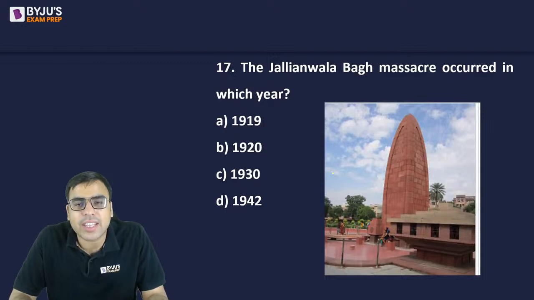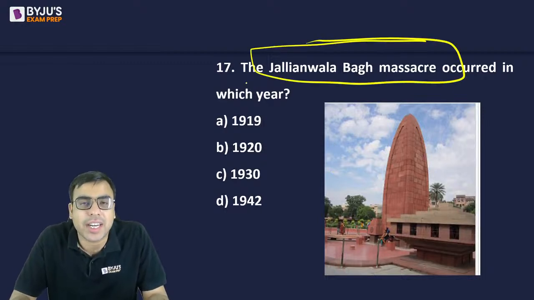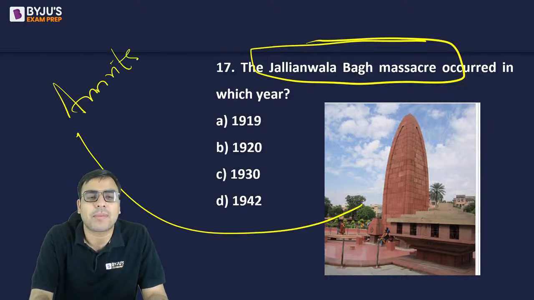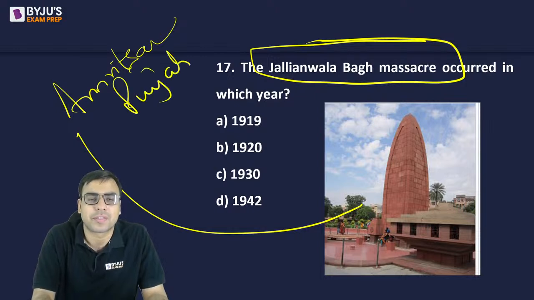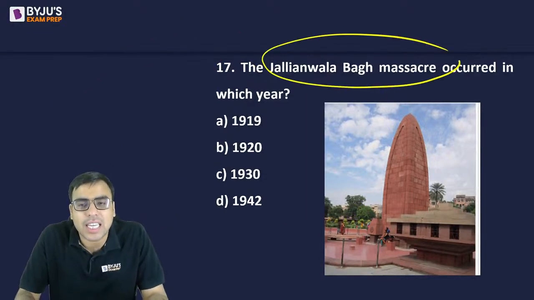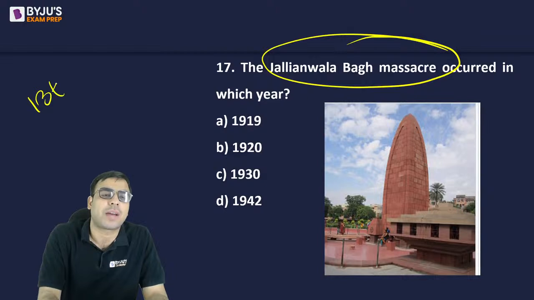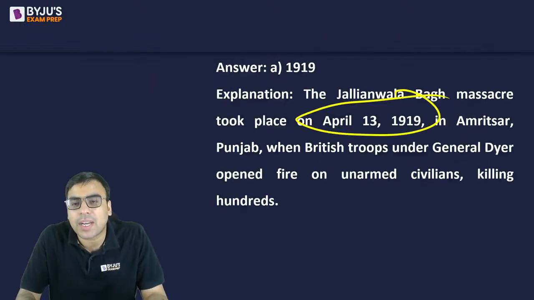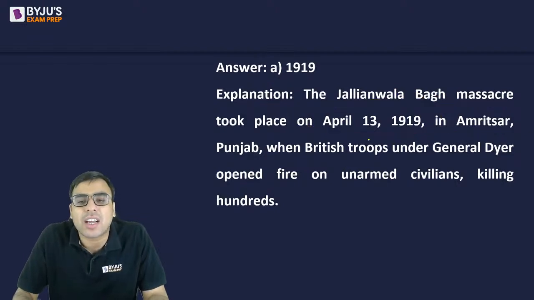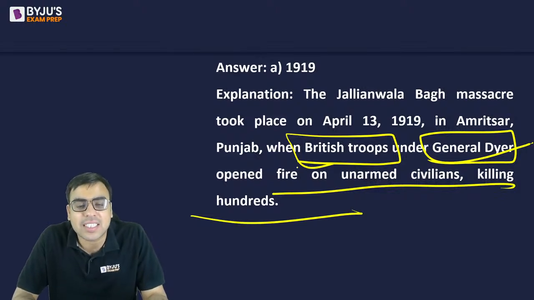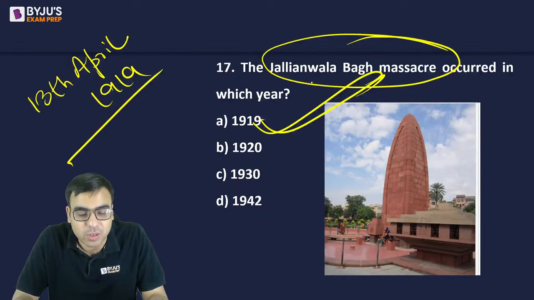Okay, the next one is: the Jallianwala Bagh massacre occurred in which year? 1919, 1920, 1930, 1942. You'll find it in Amritsar, in modern day Punjab. So when did it happen? The Jallianwala Bagh massacre happened on 13th April 1919. So A is the right answer. In Amritsar, a British army led by General Dyer opened fire on unarmed civilians, killing hundreds. So A is the right answer to this question.